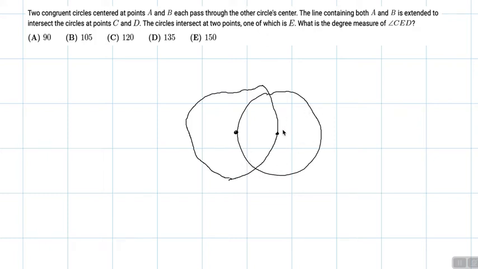And so then there's this line that contains both A and B. So we'll call this A, that's B. And the line extends to, this is, we'll call D, and this we will call C. And then we're told that the circles intersect at 2 points, one of which is E. Here are the 2 points. We'll call this E. And so the angle we're trying to find is CED, which is this angle.